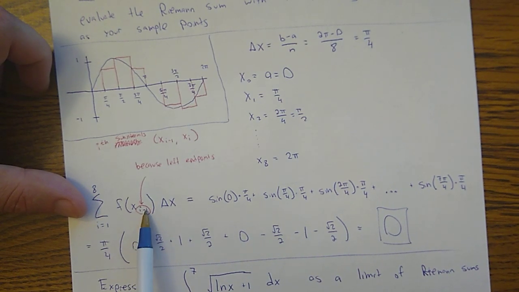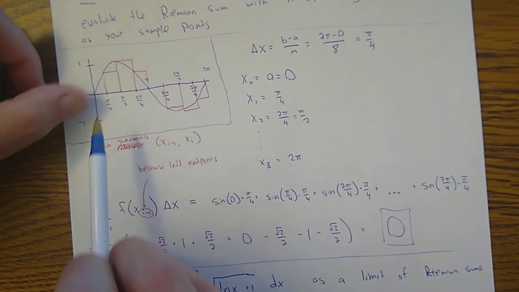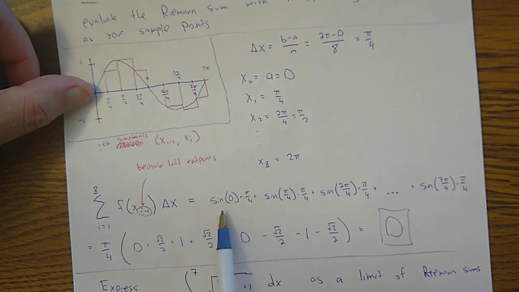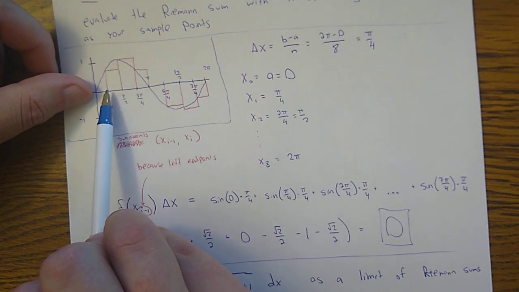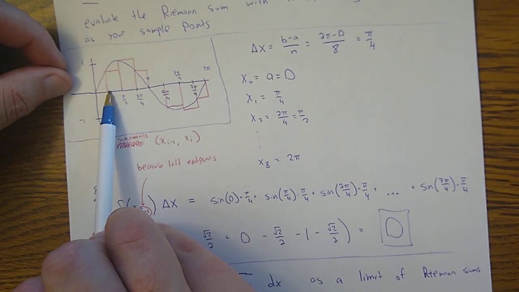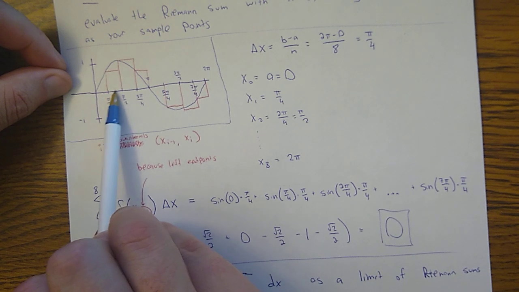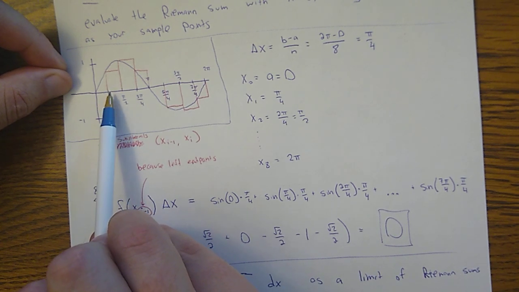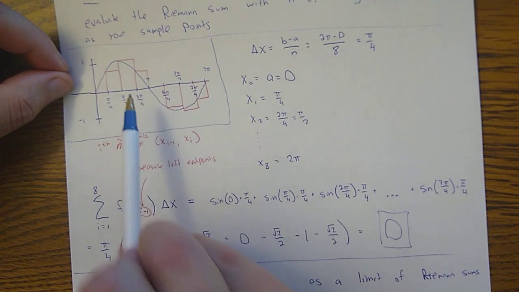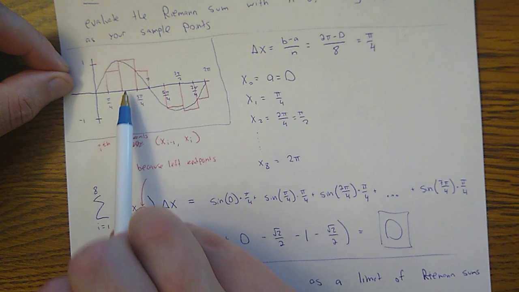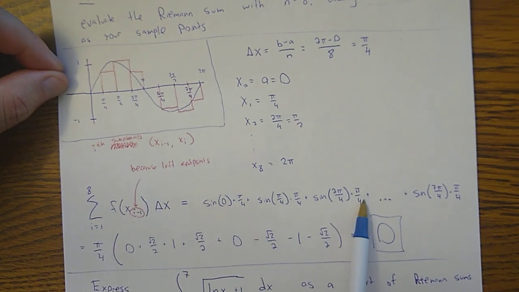F of x sub 0, that would be f of 0, that's f of this point. So that would be sine of 0, and I multiply it by delta x. The next one would be sine of the left endpoint of the next interval. Here's the next interval, and here's its left endpoint. So sine of pi over 4 times delta x. And then sine of the next number, 2 pi over 4 times delta x.